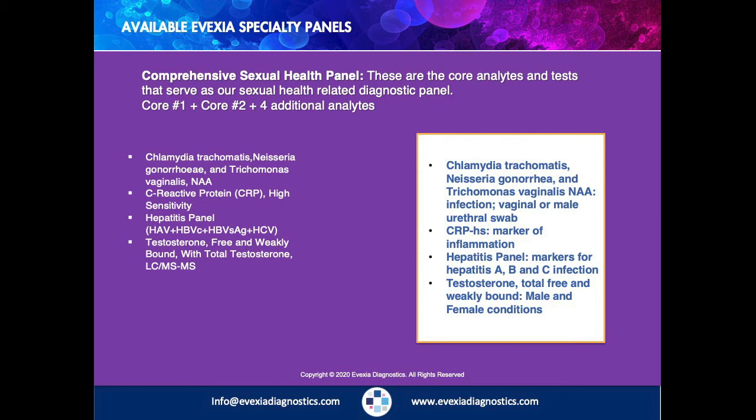Next is high sensitivity C-reactive protein. And as I said earlier, CRP is increased where there's inflammation somewhere in the body. Next is the hepatitis panel. This panel includes a look for the hepatitis A antibody, hepatitis B core antibody, hepatitis B surface antigen, and hepatitis C antibody. And the final analyte on the comprehensive sexual health panel is testosterone, which is going to include the free, weakly bound, and total amounts, as I mentioned earlier. And that's going to take a look at the bioavailable or the active testosterone in the individual.